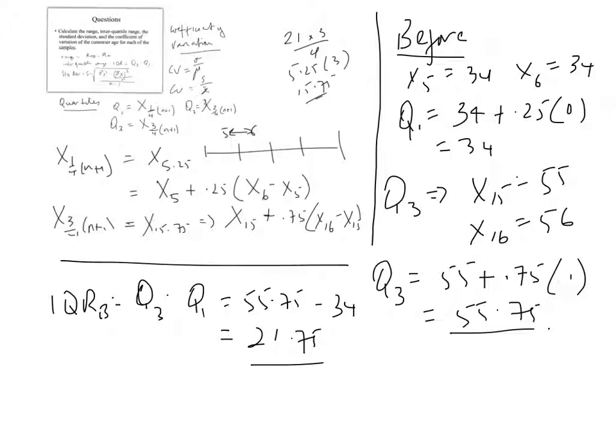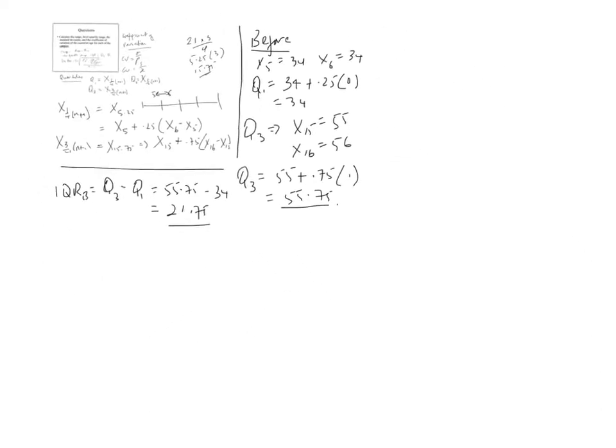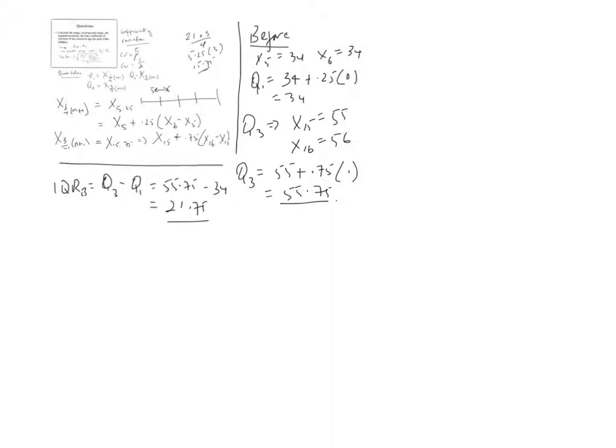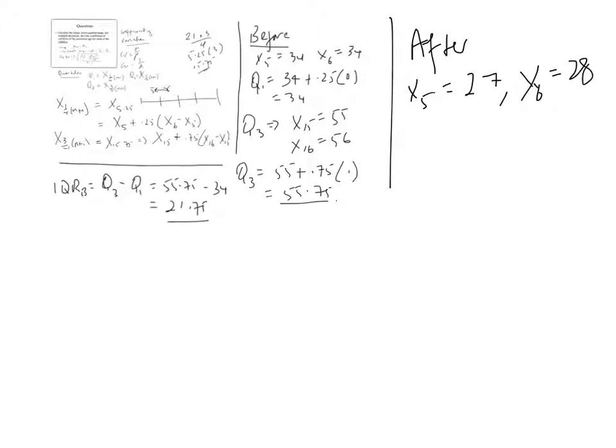Now we will repeat this for after. Isn't this cool how this shrinks and we just move that around? So let's do after. So after, we want x5. And what is x5? x5 for after is 27. x6 is equal to 28. So there's only one difference between those. So of course x5.25, since the sample sizes are the same, we use the same values right here, would be x5, 27, plus a quarter of the difference between those two, which is 1. So a quarter of 1 will give us 27.25, right? That would be the first quartile.